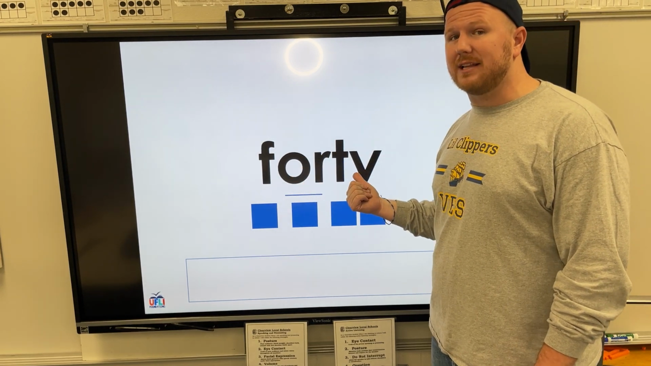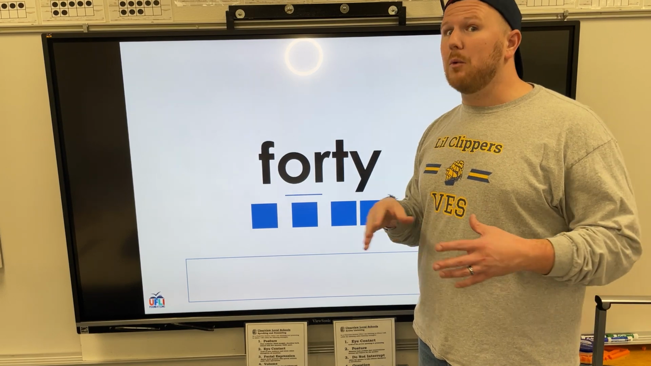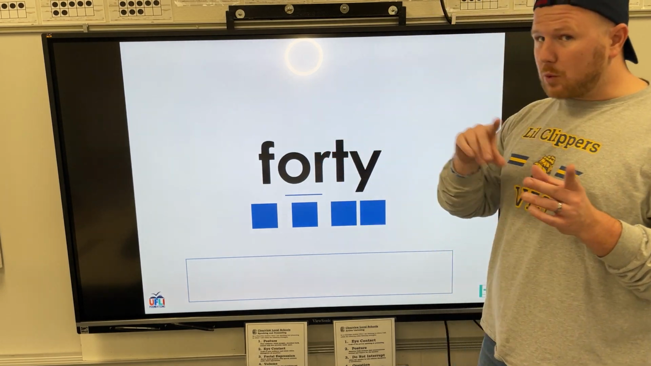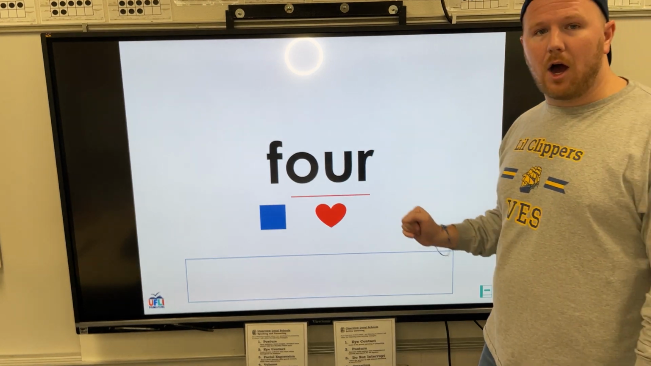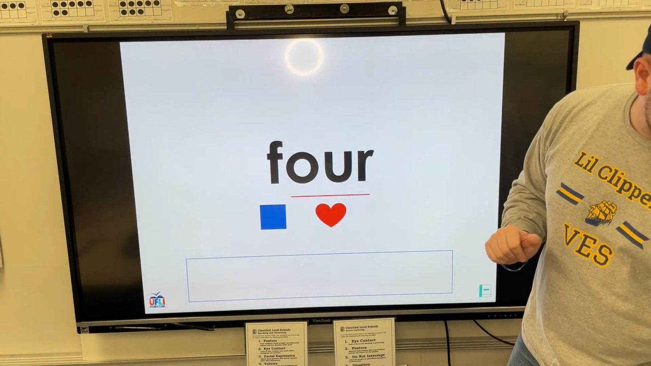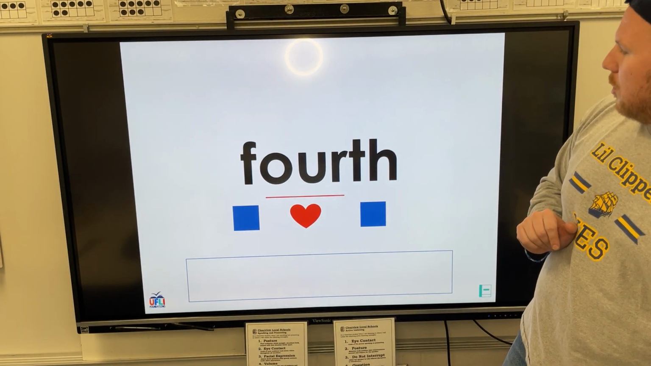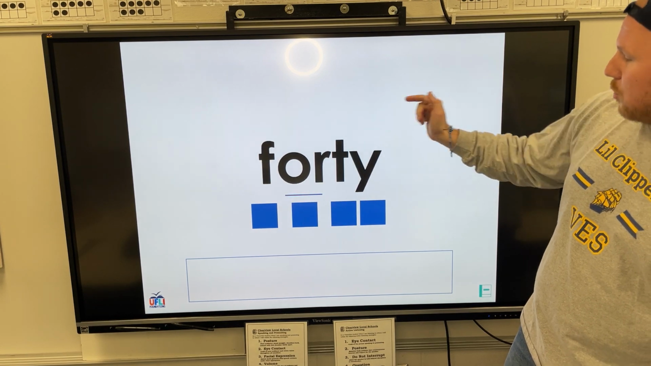This actually makes the right sound. The number four, that one doesn't make the right sound. So that's why we need to know four by heart and not put T-Y at the end, because that would be four-T. So four does not follow the rule, forty does.